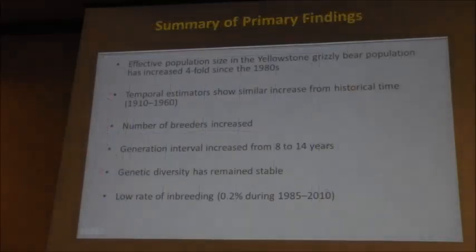So, to summarize the findings of this particular study, we saw about a fourfold increase in the effective population size of the Yellowstone grizzly bear population. Temporal estimators using historical data support that same trend. The number of breeders increased, generation interval increased, genetic diversity has remained stable, and we have a very low rate of inbreeding. So there's a lot of really good news here in terms of the genetic concerns that were there about this population. Those concerns, based on this work, are really not grounded.